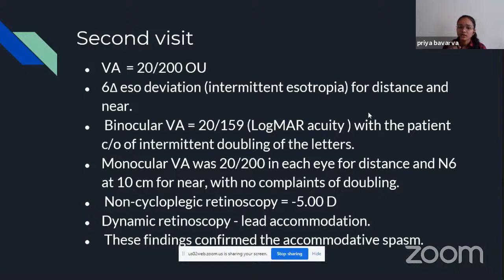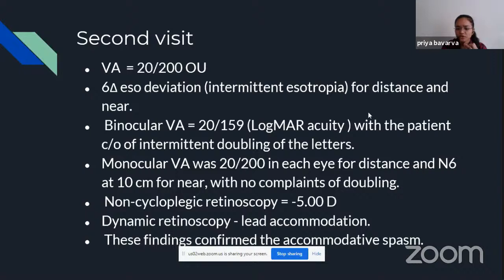You can see here there is no documentation of ocular alignment in the first visit, but in the second visit a 6 prism diopter esodeviation is present. The binocular visual acuity of the patient is 20/159, and the visual acuity was taken on the logMAR chart, with the patient's complaint of intermittent doubling of letters. Monocular visual acuity was 20/200 in each eye for distance, and near visual acuity was at 10 centimeters. The patient is not complaining of double vision when we occlude one eye, so the divergence is not present.